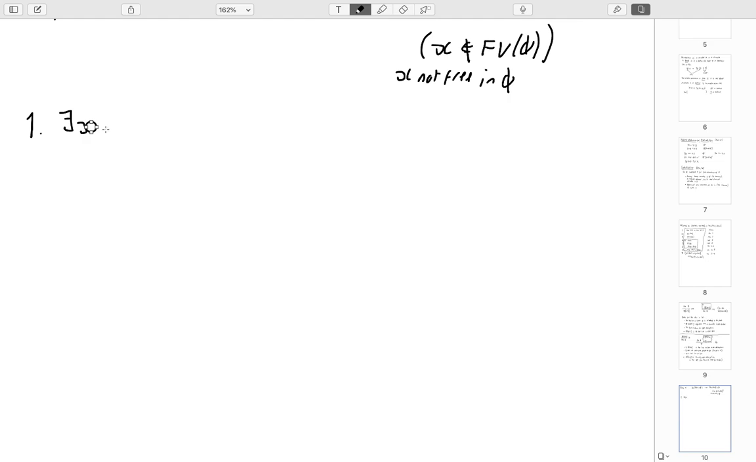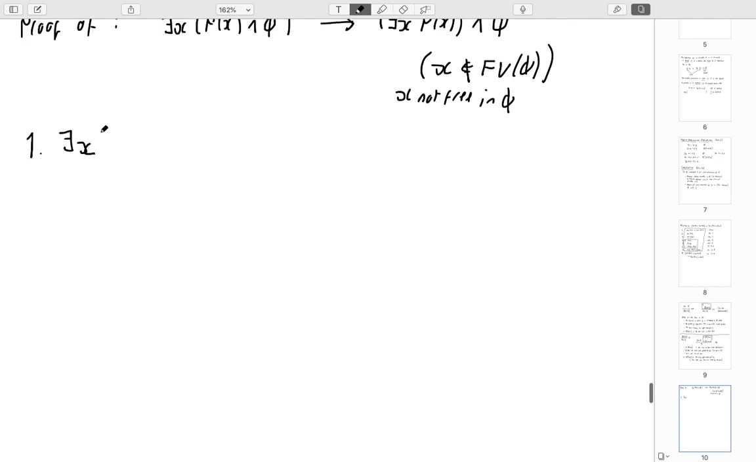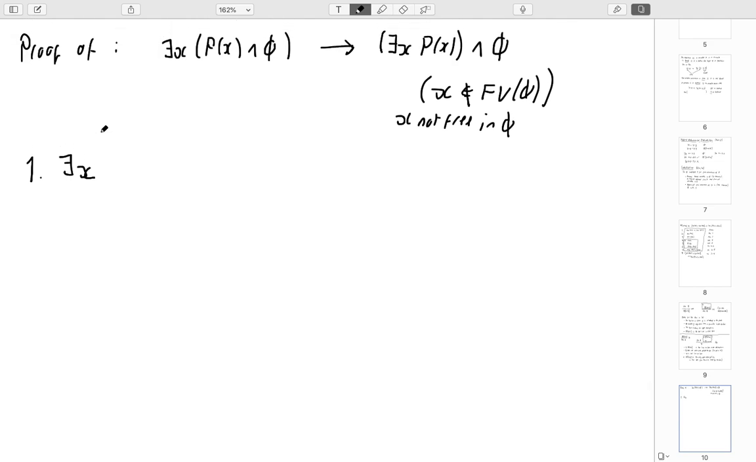It almost seems like the tablet gets tired after a while, or rather the software gets tired after a while. It's probably me getting tired, but it seems to me like the tablet starts to misbehave more and more. So there exists an x, px and phi. That's our assumption.